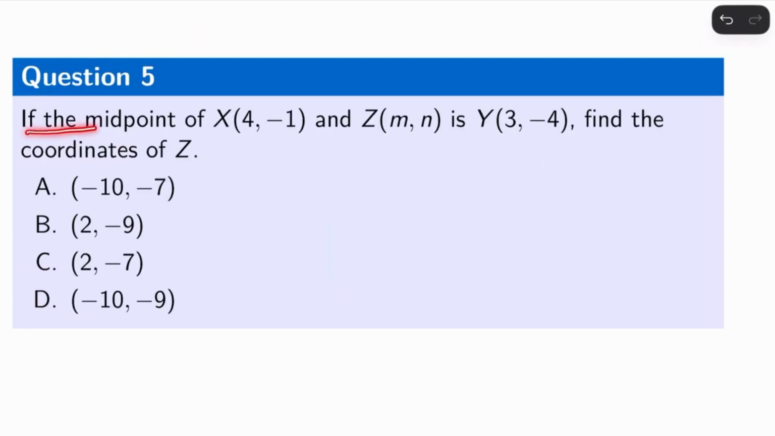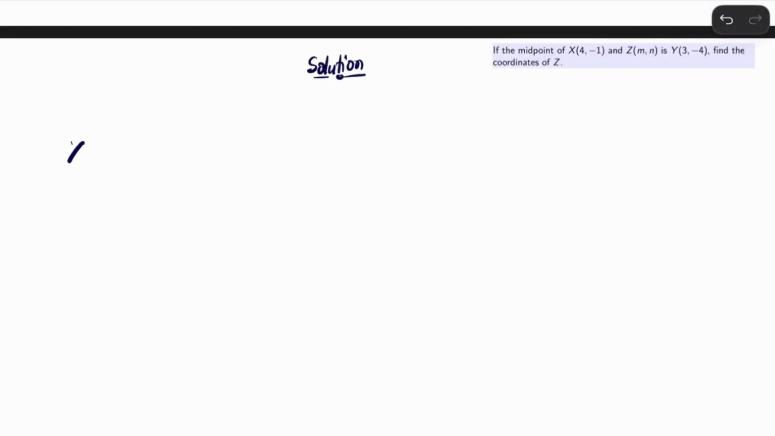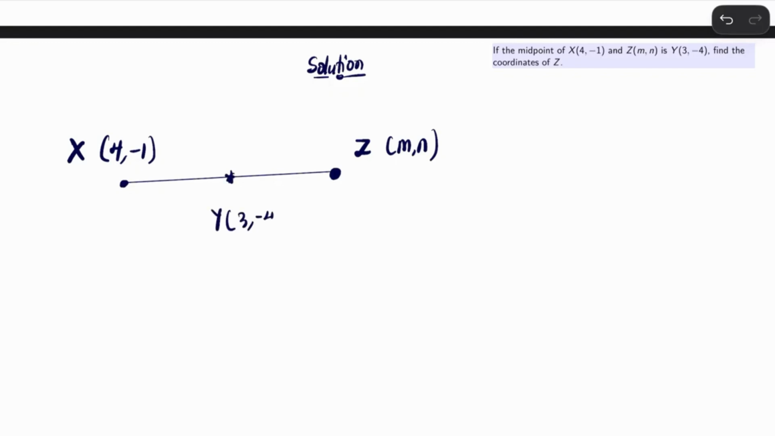Question 5. If the midpoint of x, where x is the point 4, minus 1, and z, where z is the point m, n, is y, where y is 3, minus 4. Find the coordinates of z. Solution. So here we have a point x, which is equal to 4, minus 1. And we also have a point z, which is giving us m and n. And we are being told that the midpoint of these 2 points is y, which is giving us 3, minus 4. And so our focus is to find the coordinates of z.